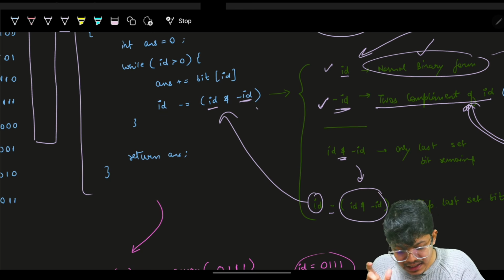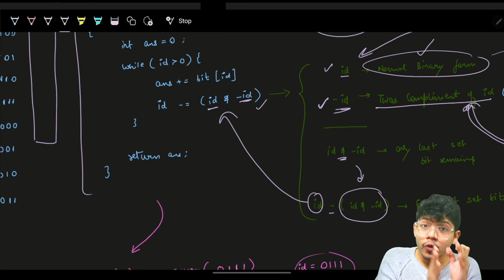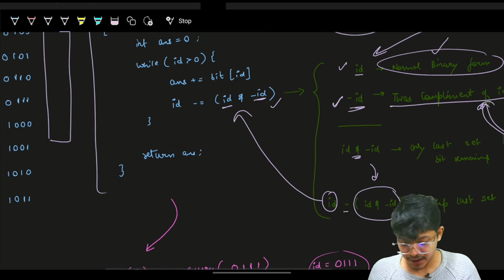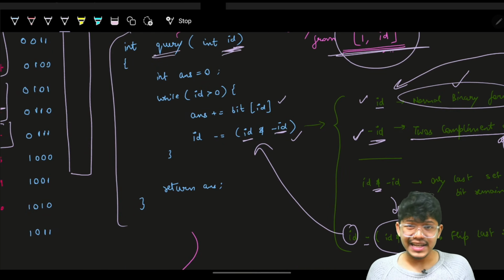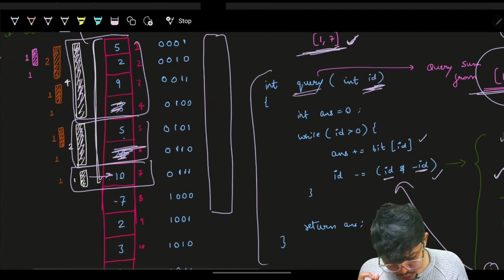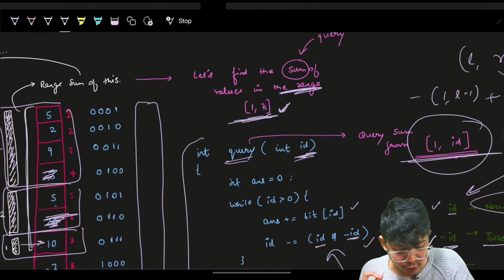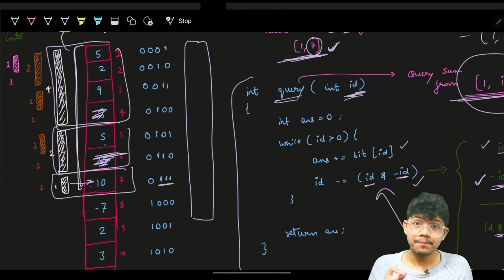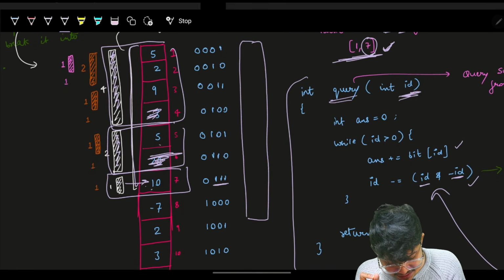But in crux, what it does is it removes the last set bit. I'll make sure that you understand that part. But you're simply adding the current. Now, I asked you to find the range sum of 7. 7 in the binary form is 1, 1, 1. So as you saw, you will add this value, you will add this value, you will add this value.